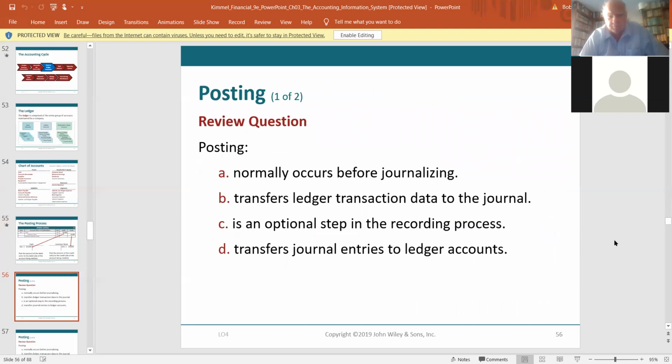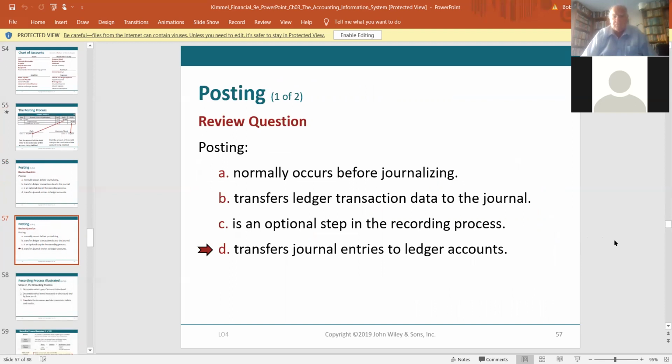Posting normally occurs before journalizing. No, it doesn't transfer ledger. If there's a God in heaven, the answer is D, right? It transfers journal entries to the general ledger. The general ledger, those are the books of the company. You've heard that expression, the company's books. I want to see the books. The books are cooked.